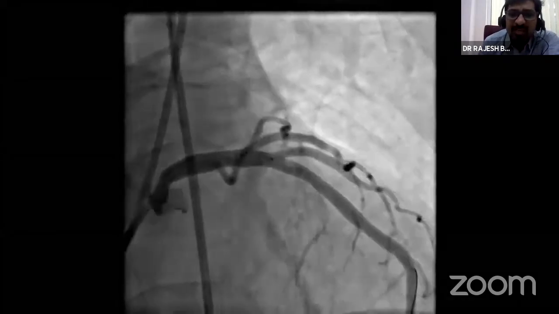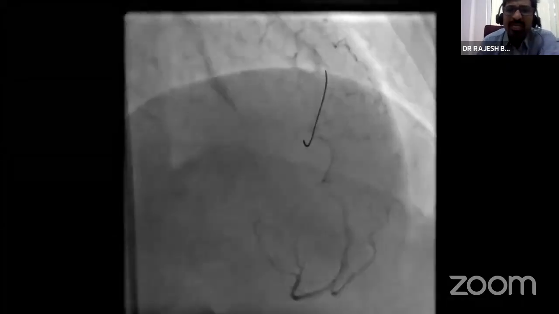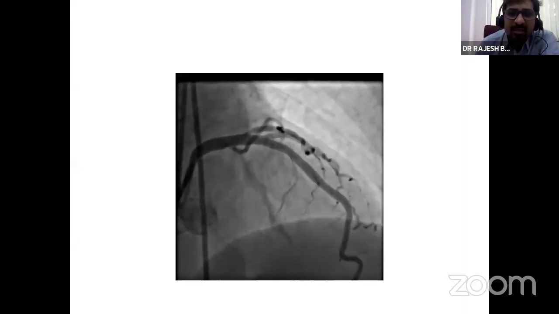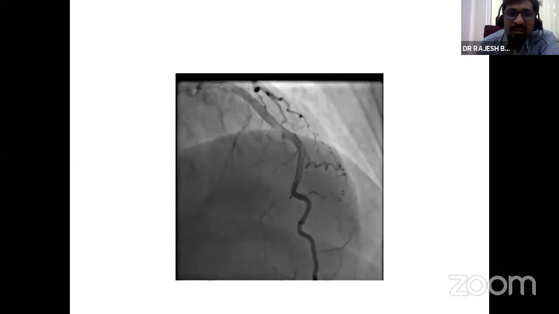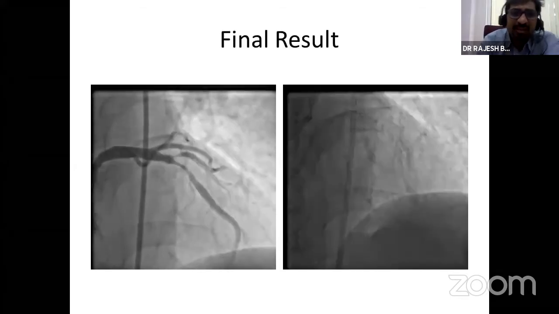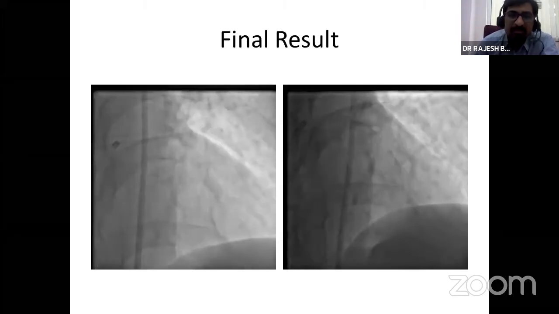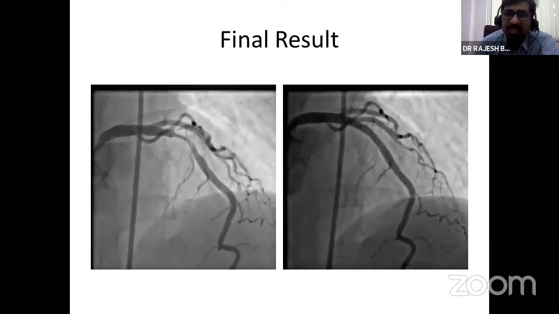And this was the final shoot. The flow into the LAD as well as the diagonal was well maintained. And this is the final result before and after the stenting.